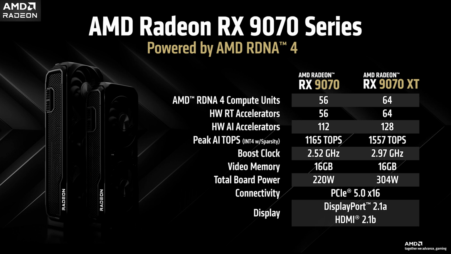The AMD Radeon RX 9070. It has 56 AMD RDNA 4 compute units, 56 ray tracing accelerators, 112 AI accelerators. It has a peak AI TOPS of 1165. It has a boost clock of 2.52 GHz. And it comes with 16 gigabytes worth of memory on board. It has a total board power rating of 220 watts.